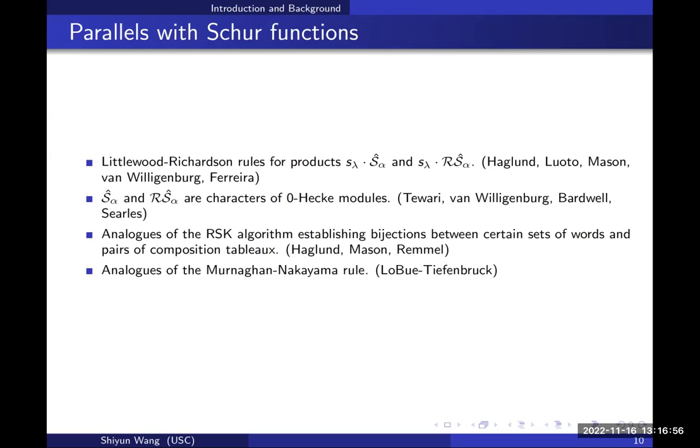Here are just a list of a few more results that people in recent years found of these functions connected to the Schur function. For example, we have a Littlewood-Richardson rule, and people also constructed the 0-Hecke modules on the quasi-Schur and row-strict quasi-Schur, and also there is an analog of the RSK, and also Monahan and Nakayama rule for these functions. I don't have Yamanouchi for power sum.